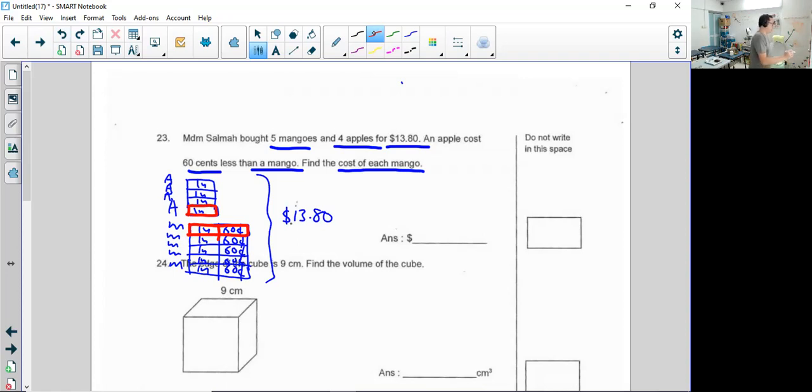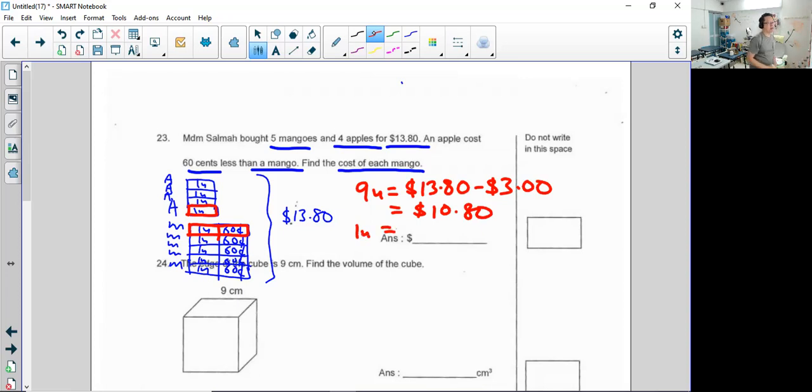And how many units do you see on the model? You will see 9 units. So 9 units is how much? You take $13.80 and you minus your $3. Okay, because 60 cents times 5, that will be $3. And that will give you how much? That will give you $10.80. Then you find 1 unit.